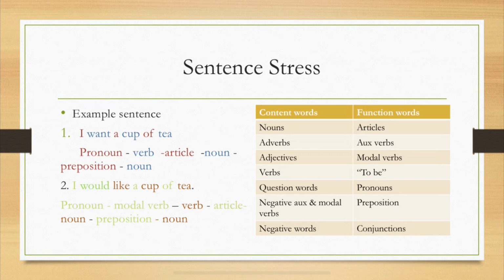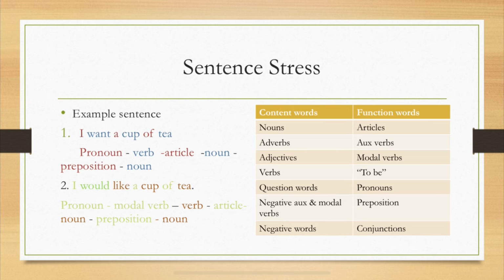Okay, next is sentence stress. In English, we don't stress every single word. For example, I have a rhythm that can help you to understand sentence stress. Let's practice. We count from 1 to 4. 1, 2, 3, 4. And then we add a word between the numbers.